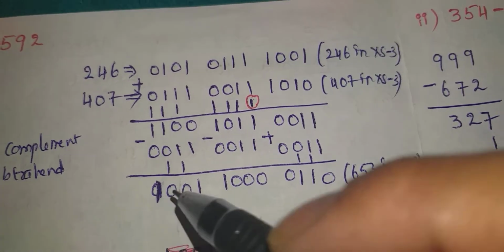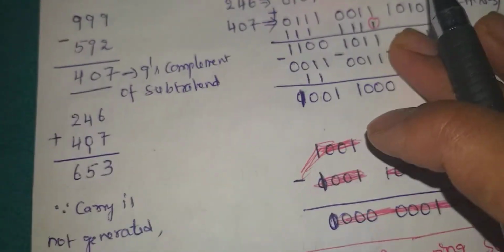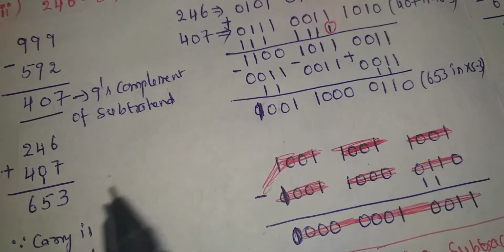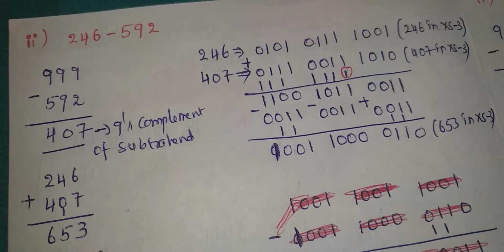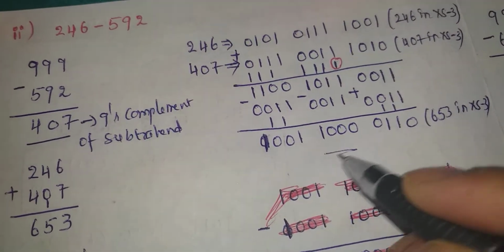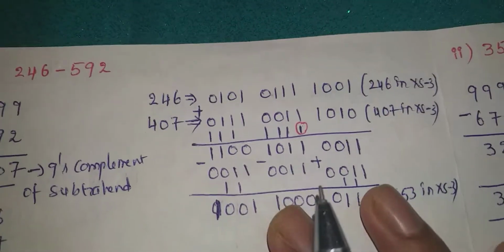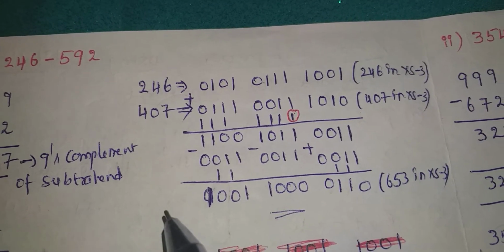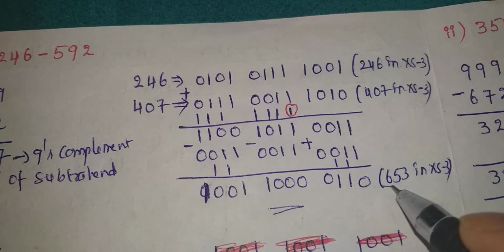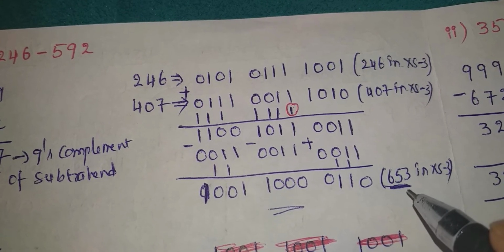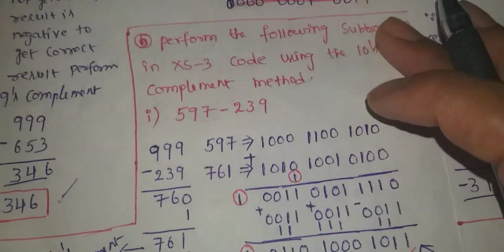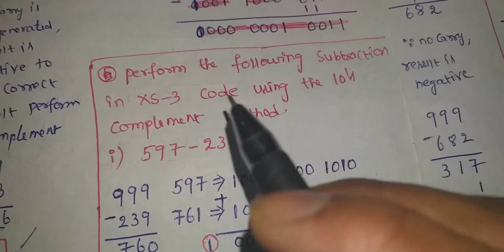Is it clear? Now if you look at this, which is 6, 5, 3: 6 plus 3 is 9, 5 plus 3 is 8, then 3 plus 3 is 6. This is 653 in excess 3. If you observe that there is no carry, since carry is not generated, the result is negative, and to get the correct result, we have to perform the 9's complement of this result. Is it clear?